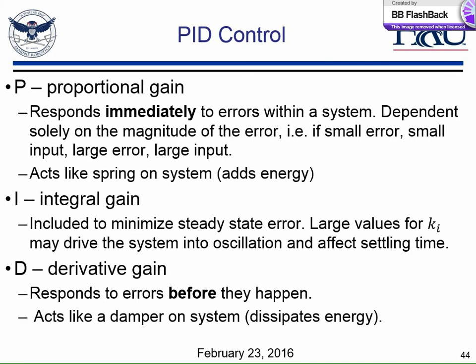So it stores energy. We have an integral term, and the integral term is used to minimize steady state error. Large values of Ki may drive the system to oscillation and affect settling time. Then we also have the derivative gain, which responds to errors before they happen and acts like a damper in the system. So you'll actually slow down the system a little bit. With a derivative gain, you'll slow down the transient response, but as a benefit, you'll have a smaller overshoot, right?